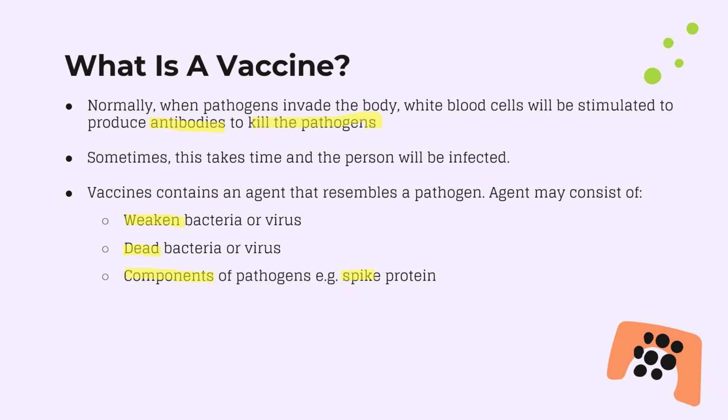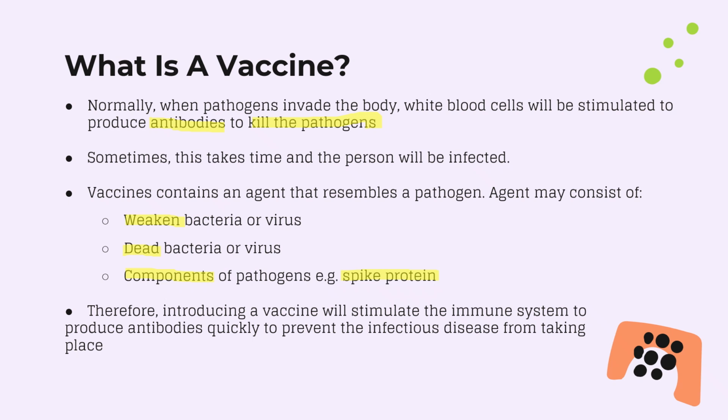I've given you one example over here, and if you remember your COVID lessons, you have probably heard of spike proteins. So what a vaccine does is that it contains agents, and agents come in three different ways: either weakened bacteria or virus, dead bacteria or virus, or just components of a bacteria or virus. When you introduce a vaccine into an individual, it will stimulate the immune system to produce antibodies quickly. In the process, it prevents the infectious disease from taking place. So it's like a preempt.